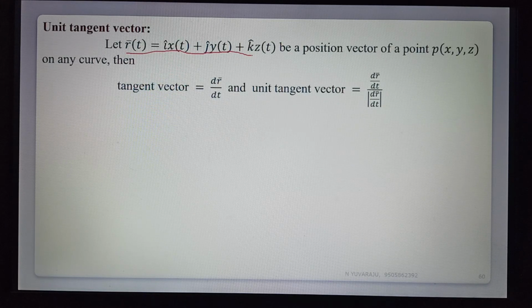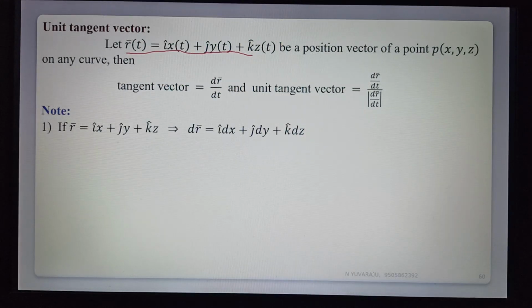Now differentiating r with respect to t gives dr by dt, which is a tangent vector, and the unit tangent is dr by dt divided by mod dr by dt. That is called the tangent and unit tangent vector. See the note here.